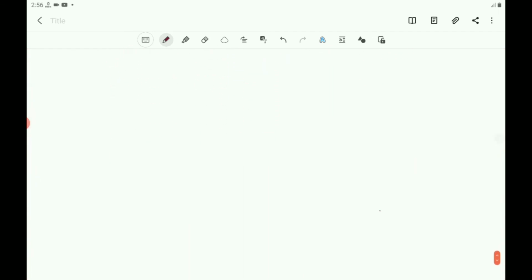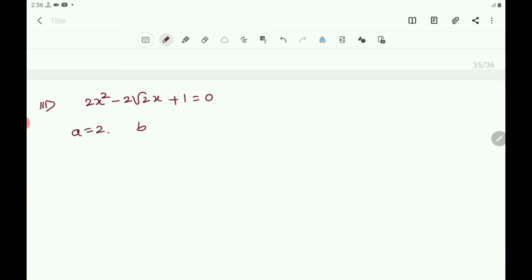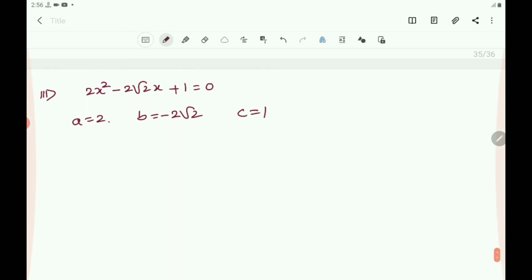Then you take the third one. What is that third one? 2x square minus 2 root 2x plus 1 equals 0. Again you find the values of a, b and c. Here a equals 2, b equals the coefficient of x, minus 2 root 2, and c equals 1. Then verify the value of b square minus 4ac.